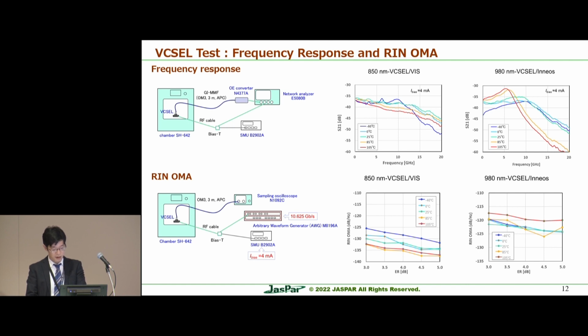A schematic diagram of the RIN measurement is shown here. The x-axis shows the extinction ratio, and the y-axis shows RIN OMA. The relative intensity noise results obtained in the extinction ratio range of 3 to 5 dB are smaller at 850 nanometer than at 980 nanometer. So the signal-to-noise ratio is higher at 850 nanometer.